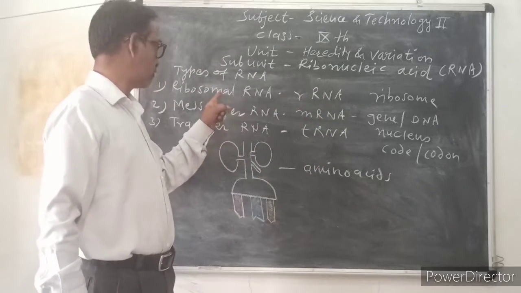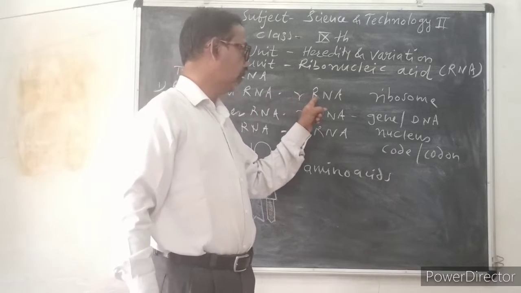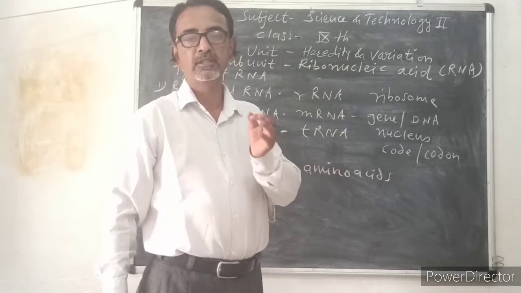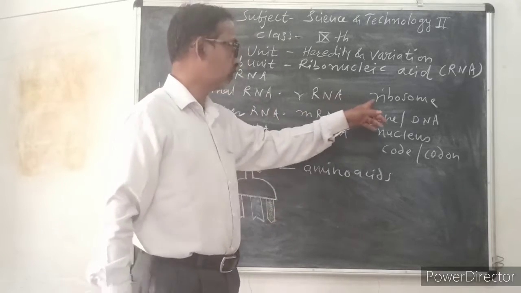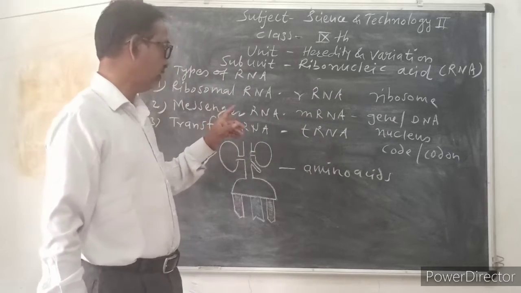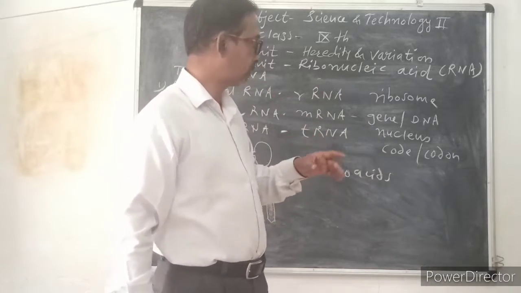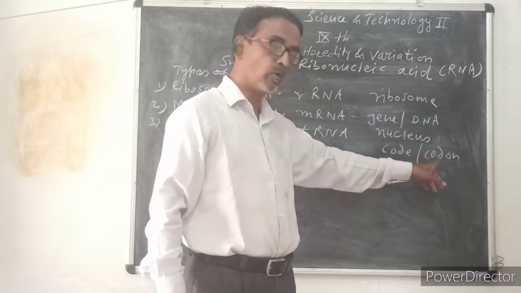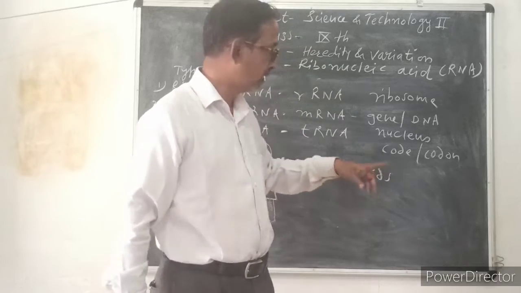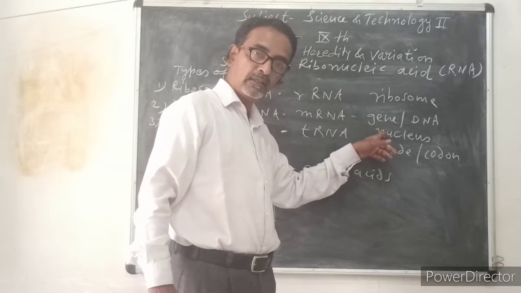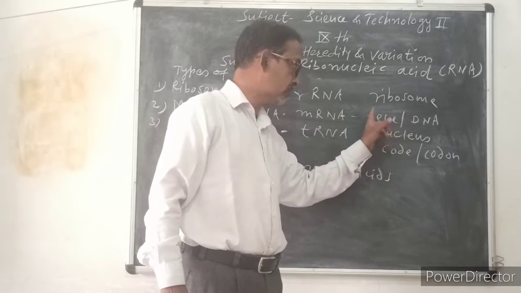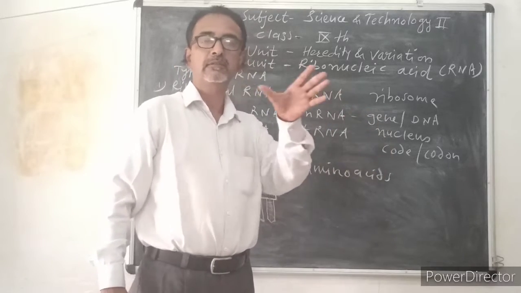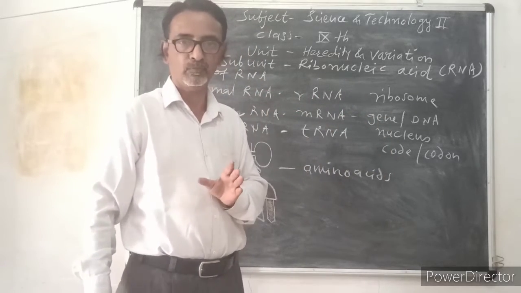So the first type, ribosomal RNA, is present in the ribosome, and ribosome is used for synthesis of protein. Ribosome is present in cytoplasm. mRNA or messenger RNA carries the information from gene or DNA in the form of code or codon. We have seen the colored bands. Gene and DNA are present in the nucleus. It is brought by messenger RNA outside the nucleus into the cytoplasm towards ribosome.